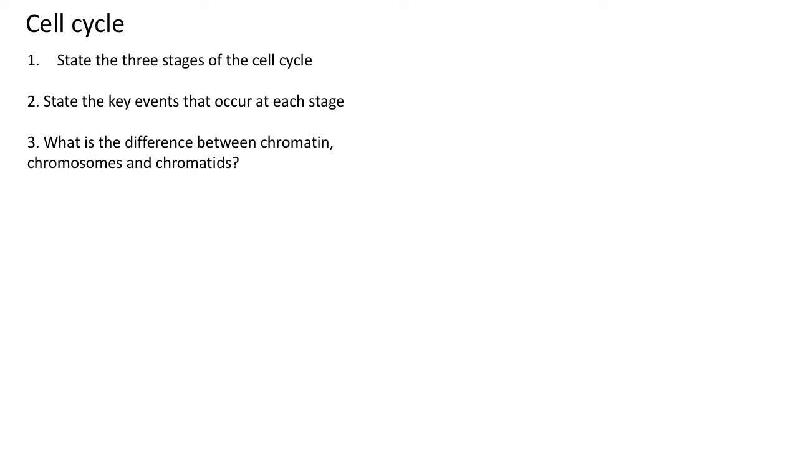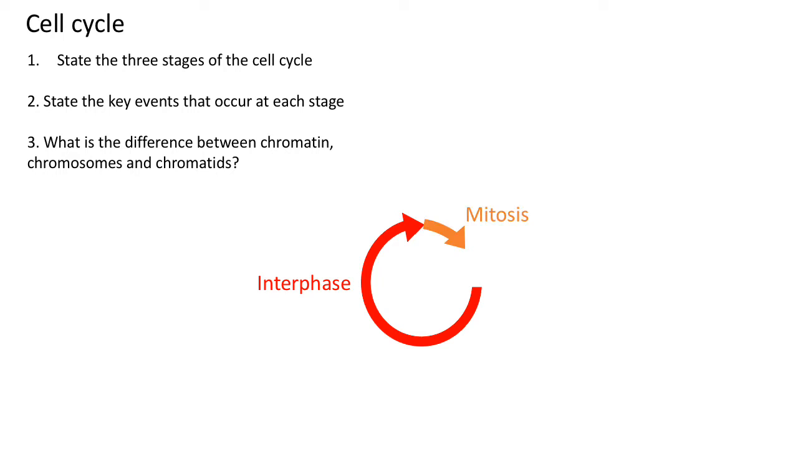Okay, so let's begin with the three stages of the cell cycle. They are interphase. This takes up 90% of the time of the cell cycle. That's followed by mitosis, and the final stage is cytokinesis. So let's delve deeper into this. Let's look at the key events of each stage.